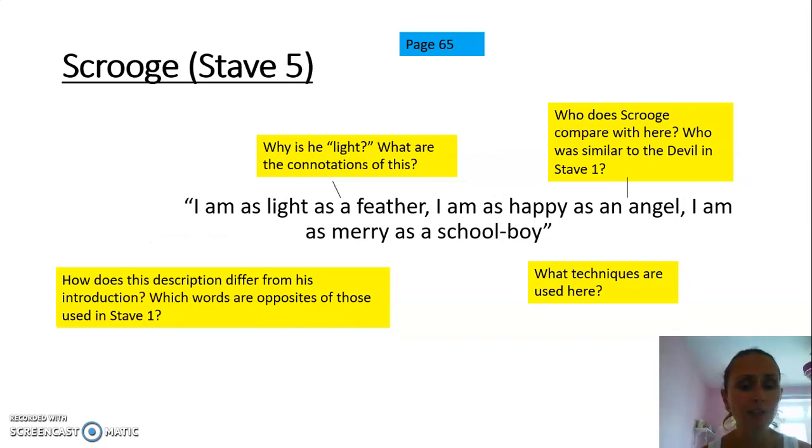The next one, which is Scrooge at the end of the story, this is your fact 3. This is at the beginning of Stave 5, when he wakes up as a changed person on Christmas Day. So again, have a look at the annotations that I've put around there to help you develop your understanding of this quote. So pause it and then add to your annotations in the text, please. Thank you.